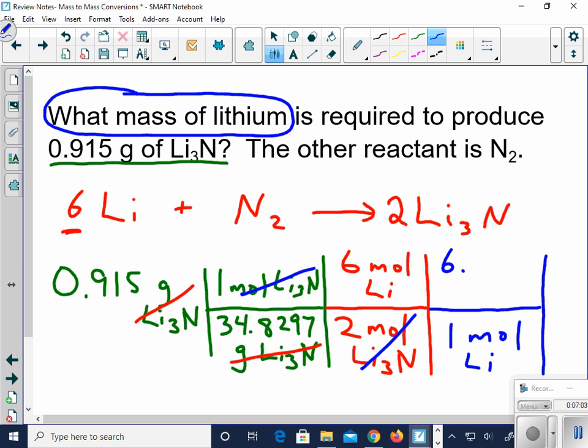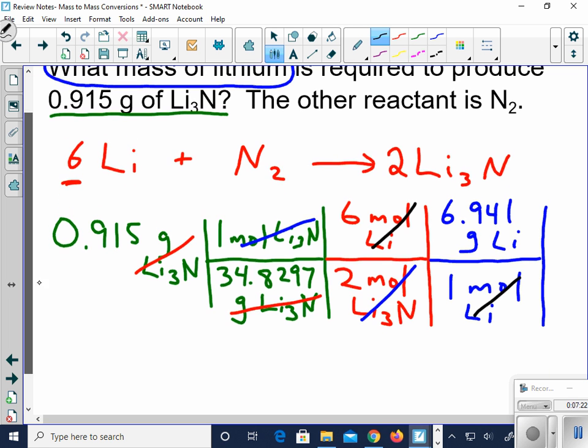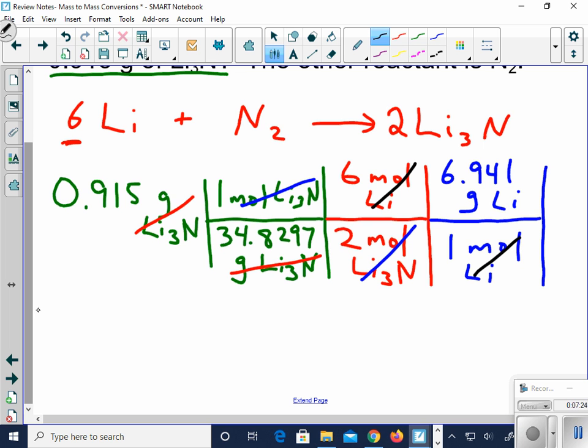6.941. Where did I get that value from? The mass of lithium on the periodic table, right? So my mole of lithium cancels, my mole of lithium cancels. I've got my work set up for this problem. My label is going to be grams of lithium. That's what I was trying to find.